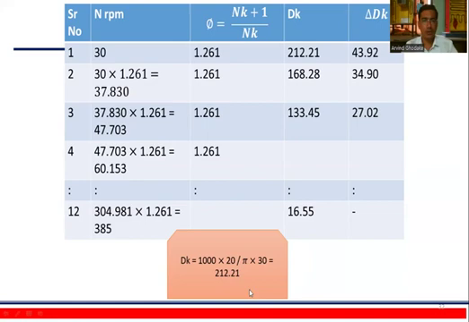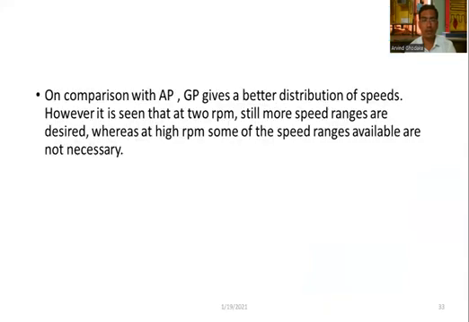Then D equals 1000 into 20 by pi into 30. So that will be 212.21, which is the first diameter of the workpiece. So on comparison with arithmetic progression, geometric progression gives the better distribution of the speed.